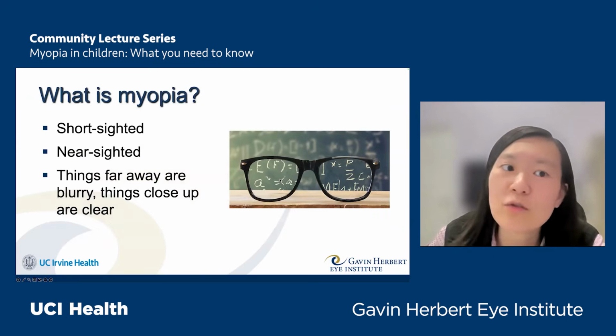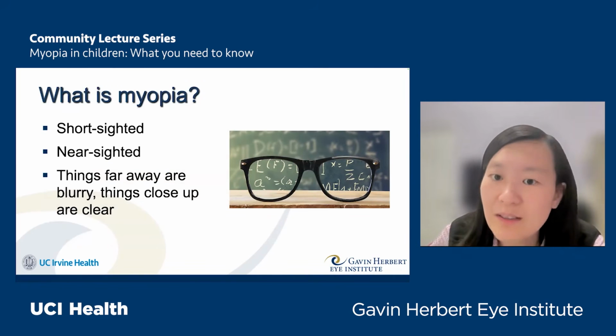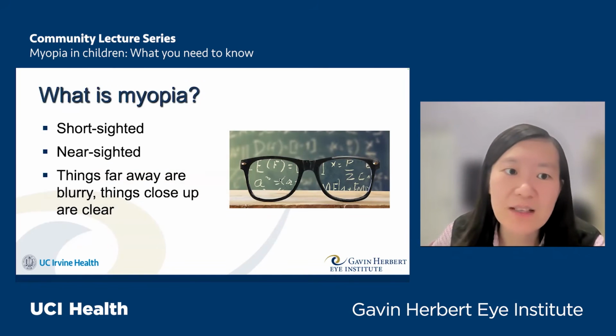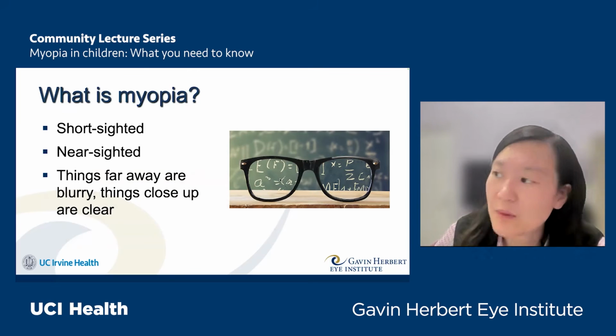And so what is myopia? Myopia is also called short-sightedness or nearsightedness. It simply means that things far away are blurry and things up close are clear. Oftentimes the kids will squint to see things that are far away, but they have no problems with reading.